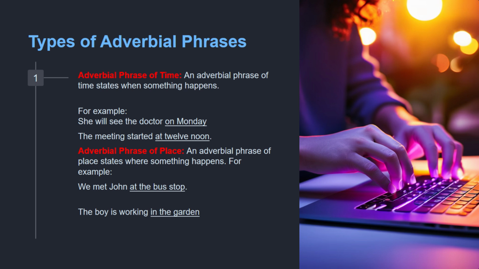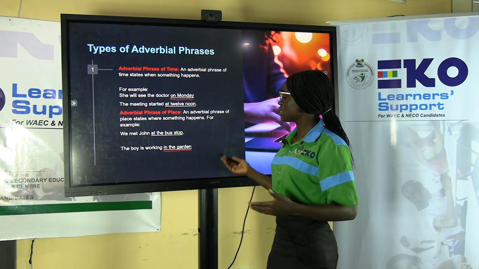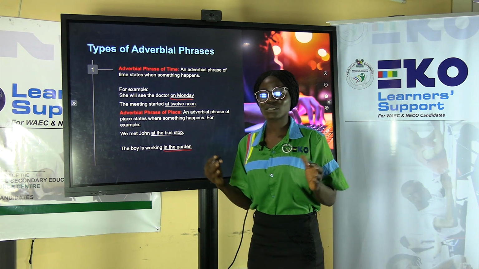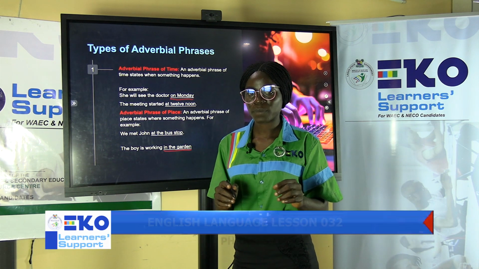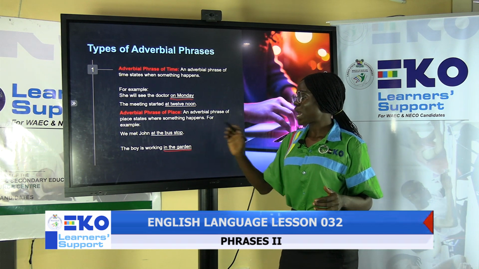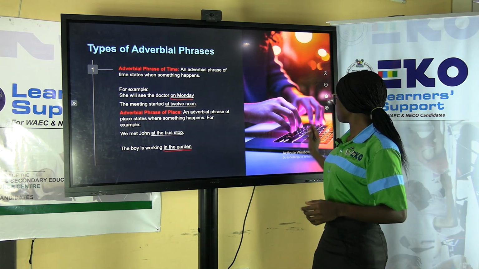Look at the second example. The boy is working in the garden. Where is the boy working? In the garden. Adverbial phrase of place. Take notes. That's how to identify your adverbial phrase of place. You ask yourself the question where. By the time you ask the question and you answer, you will arrive at adverbial phrase of place. Let's proceed.